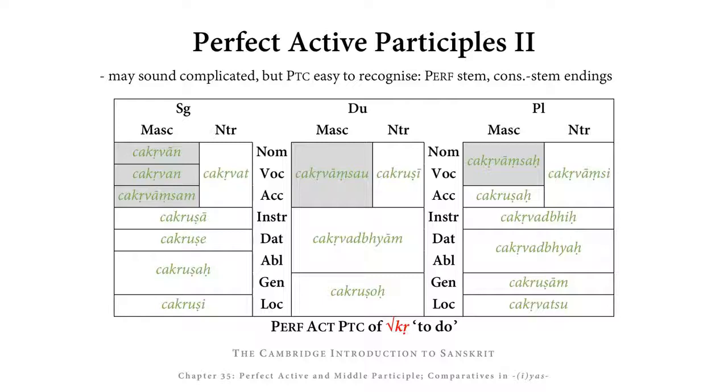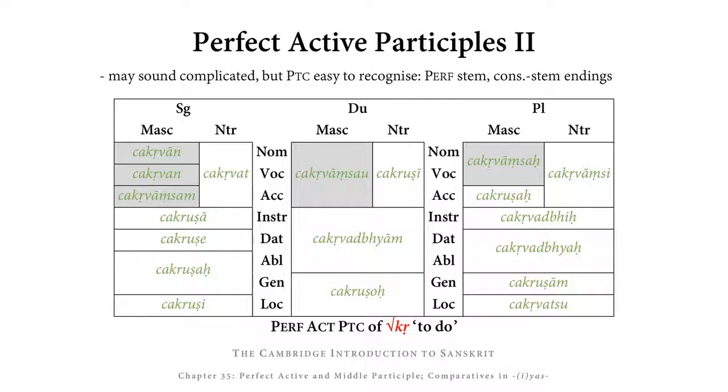Cakrvadbhyam. In the genitive and locative dual, we again have an ending that begins with a vowel, so the ending would be -oh. And in front of this -oh, the weak suffix again appears as -ush, and so we get cakrushoh.